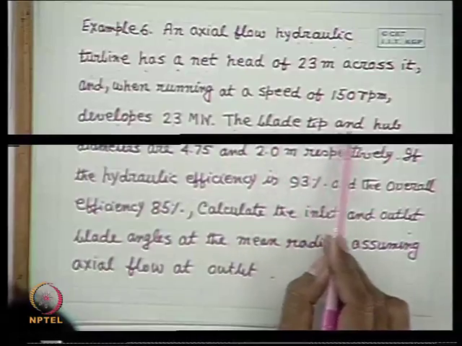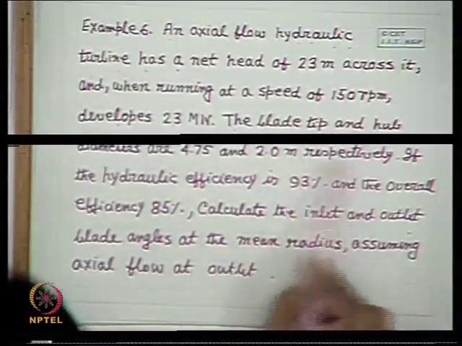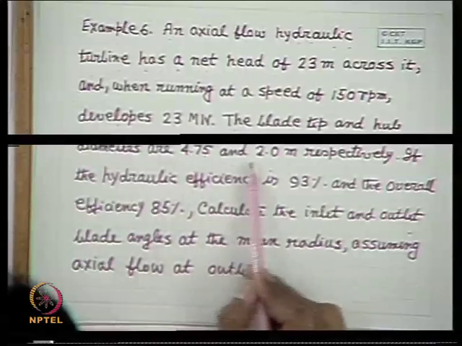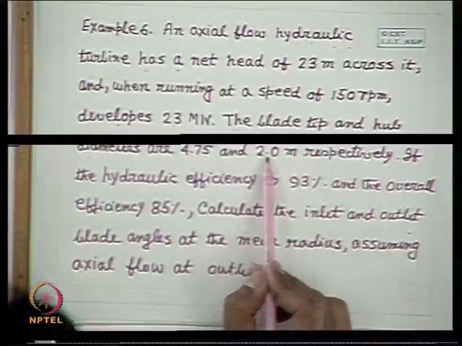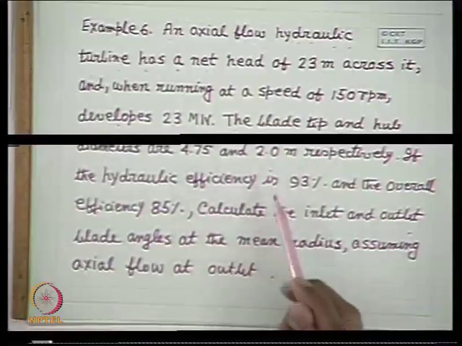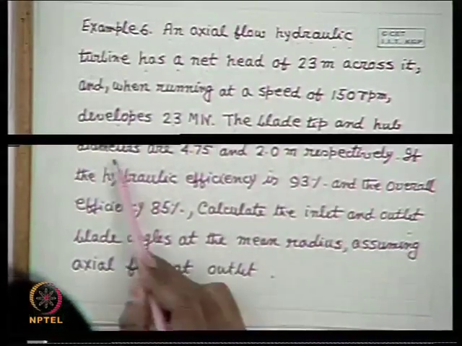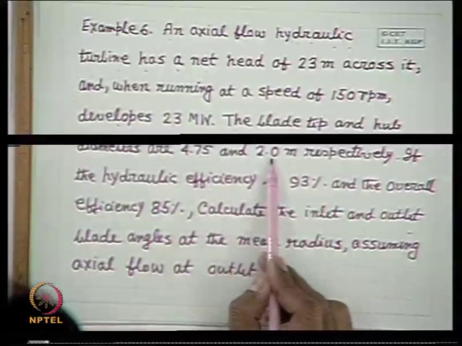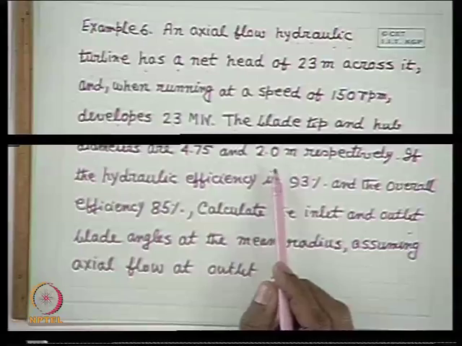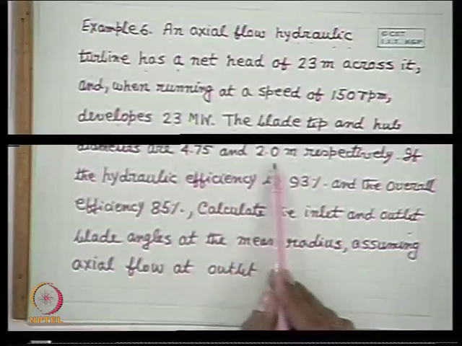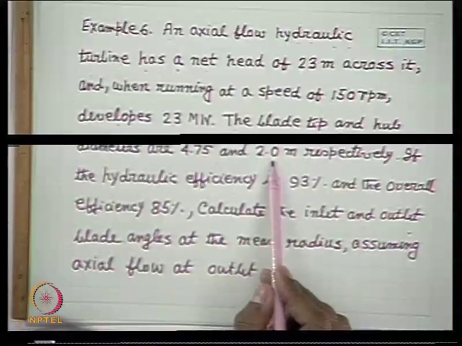The blade tip and hub diameters, which is very important here, are 4.75 and 2.0 meter respectively. That means the tip and hub diameter determines the flow area, because here the flow is axial flow. Inlet and outlet is through the entire height of the blades, the entire diameter. That means it is not a radial flow machine.